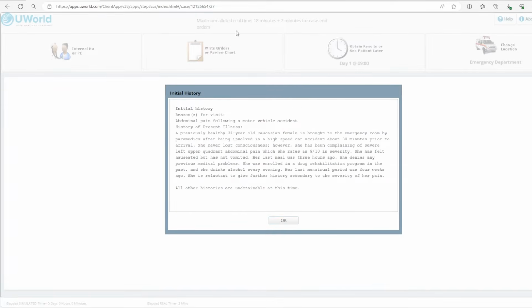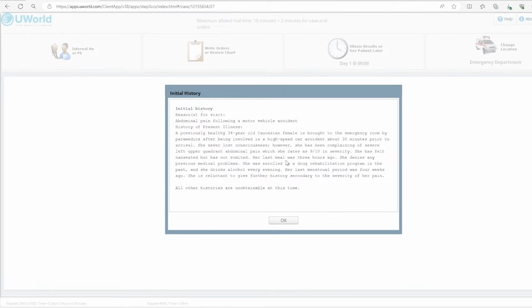We click OK, and then we get presented with the full history: abdominal pain following a motor vehicle accident, history of the presenting illness, previously healthy 34-year-old female brought to the ED by paramedics after being involved in a high-speed car accident 30 minutes prior to arrival. She never lost consciousness. However, she has been complaining of severe left upper quadrant abdominal pain, which she rates as 9 out of 10 in severity. That's very important for us to know, to start thinking of what could be causing this and what would the next steps be. She has felt nauseated but has not vomited.